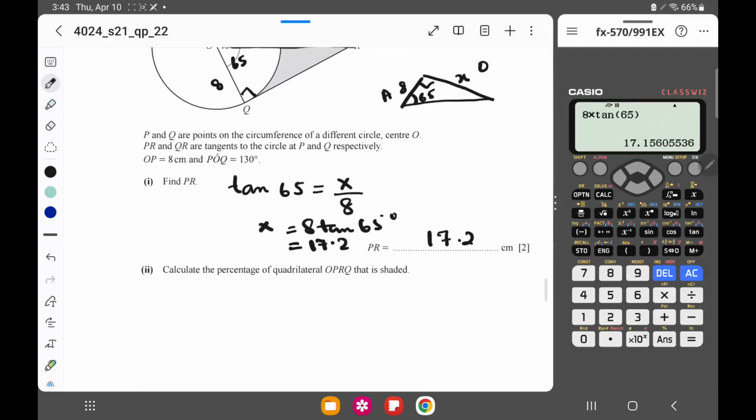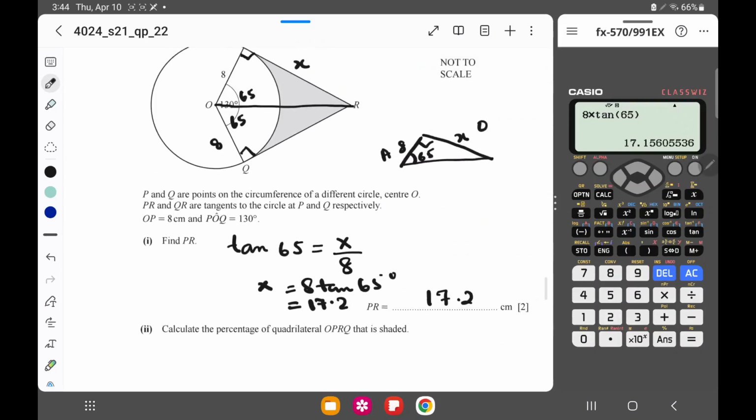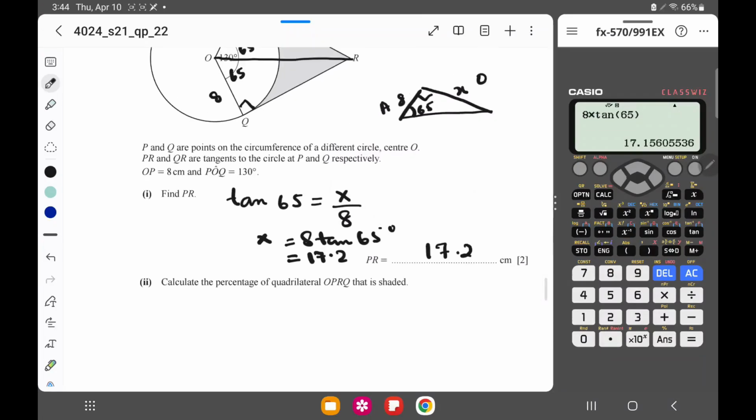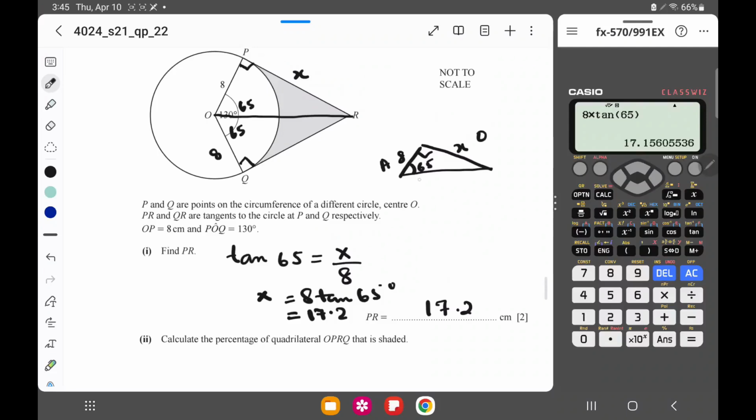Calculate the percentage of the quadrilateral OPRQ that is shaded. So we'll find the area and then find how much is the shaded part. I'm just drawing this one part here. Looking at this portion, the whole is a right angle triangle. From this triangle, a sector is unshaded. So if I shade this much, this sector is unshaded here.